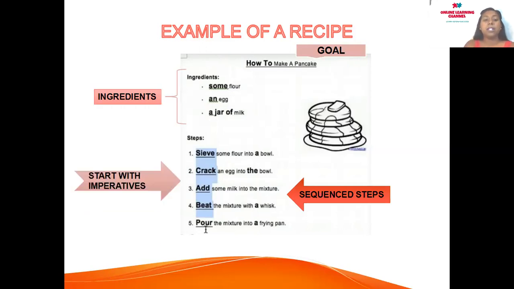And start with imperatives. Again, imperatives are starting with a verb. Serve is a verb. It's an actual doing word. Crack, add, beat, and pour. Remember, in instructional text, we always start with imperatives, which are verbs. Okay, let's go on to the next one.